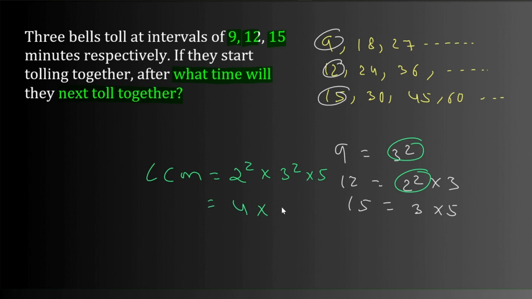So this is what? 4 into 9 into 5. 4 into 5 is 20. 20 into 9 is how much? 180. So after 180 minutes, they will toll together. So the correct answer in that case will be 180 minutes.